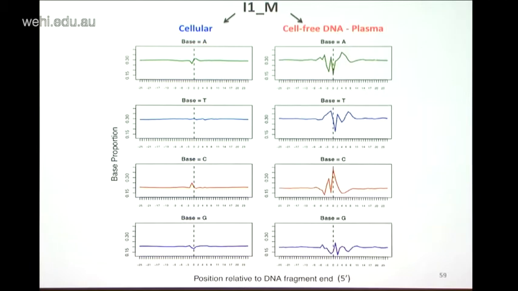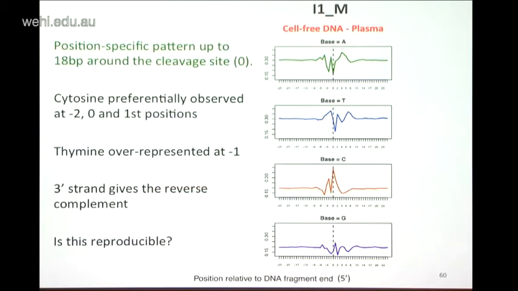When we look at the matched cell-free DNA for the same sample, you see a completely different profile for each of the bases. So if you look at it a bit closely, you can see that this is a very position-specific pattern, and it extends about 8 to 9 base pairs on either side of the cleavage site.